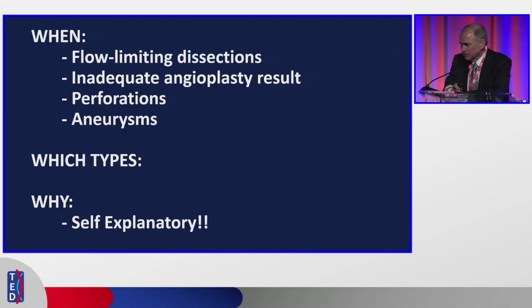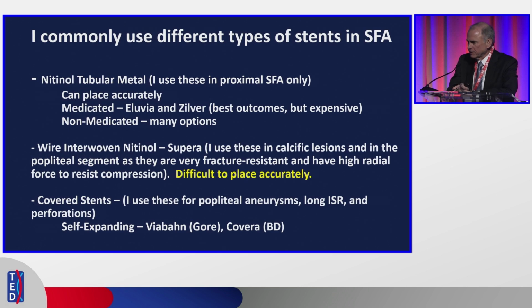So when do I use stents? I use them when I have flow-limiting dissections, when I have inadequate angioplasty results, when I have perforations, and in aneurysms sometimes, when we're treating popliteal aneurysms, which types we'll speak about and why, and I suspect this will be self-explanatory. So I commonly use different kinds of stents.